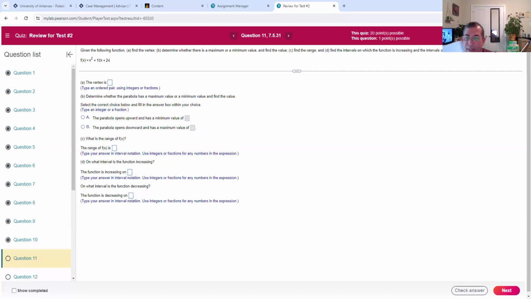Hey, y'all, so let me write this one down because this one's going to be a little work here. Because notice, they didn't give us the vertex on this one. So we actually got to find it. So let me write this down. F of x equals x squared plus 10x plus 24. So let's see. We don't actually have to graph this one, it looks like, but we got to find the vertex. We got to find maximum or minimum in the value.